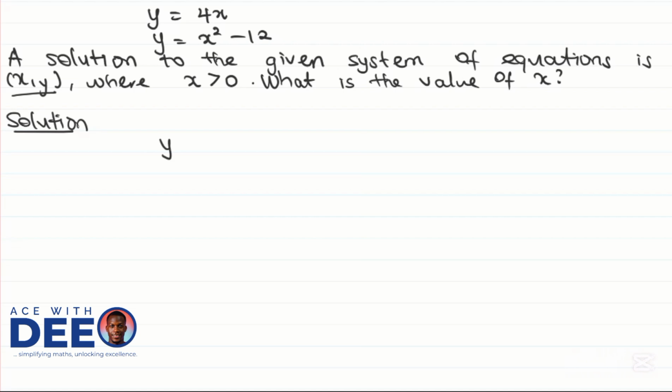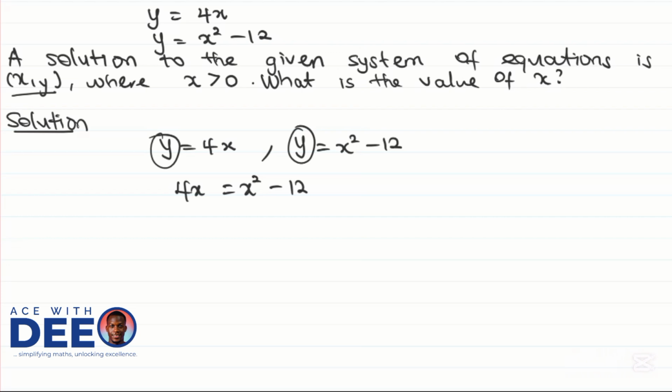Looking at this, we have y is equal to 4x, and also y is equal to x squared minus 12. The first one says y is equal to 4x, and the second one also says y is equal to x squared minus 12. Then it's safe to say that I can equate them together to have 4x is equal to x squared minus 12. Then I can rearrange the equation now.